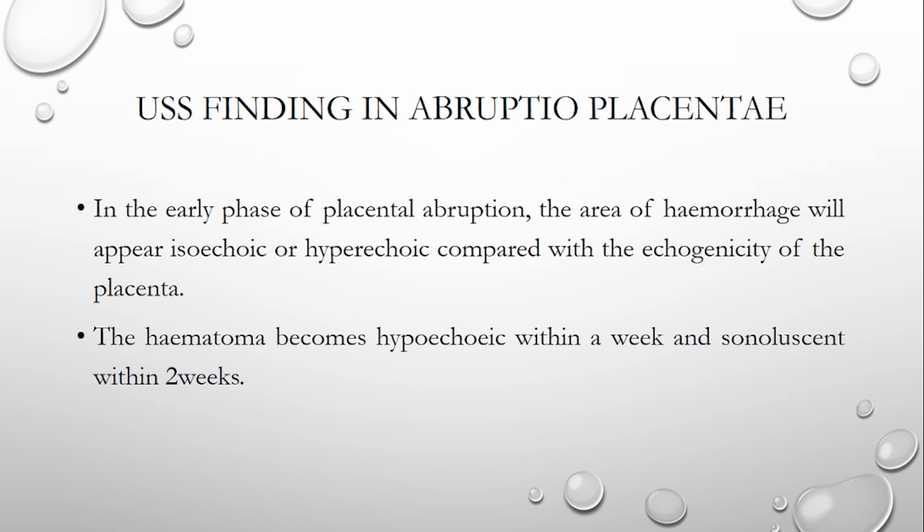The hematoma becomes hypoechoic within a week and sonolucent within 2 weeks, because at that time the bleeding must have stopped and been absorbed from the placental bed. So you expect within 2 weeks it might become sonolucent. Actually, in a very mild type 1, it is discovered retrospectively.